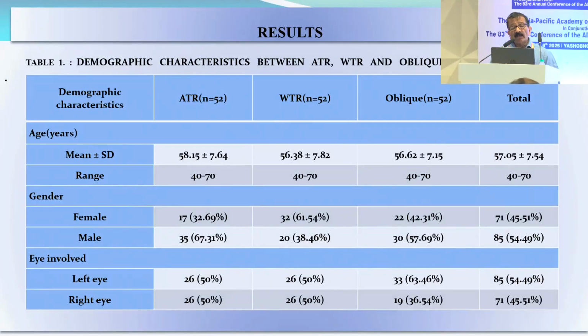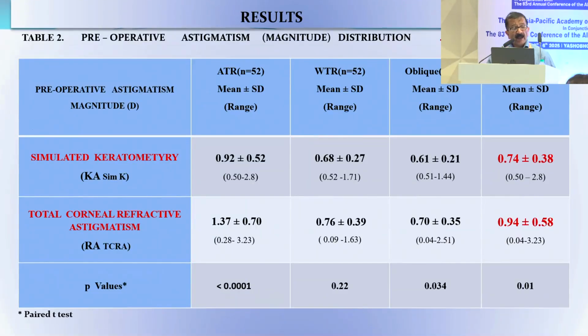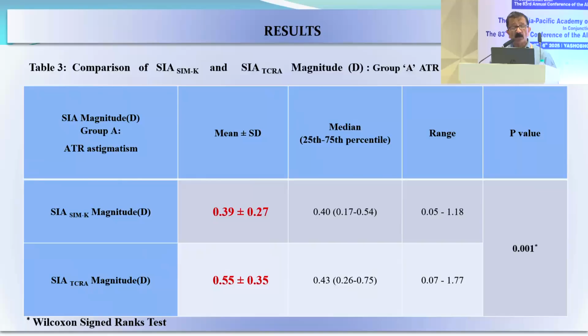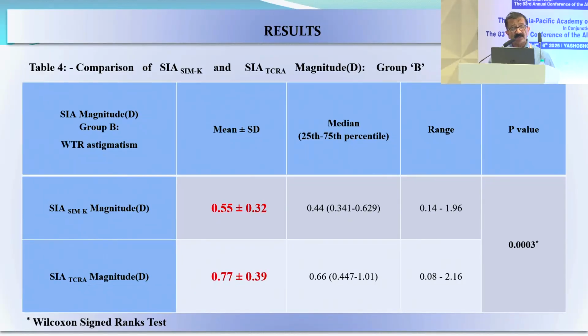Now, the demographic characters were comparable, and it was found that the pre-operative total corneal refractive astigmatism was significantly more than the simulated keratometry based astigmatism, 0.94 versus 0.74. And the SIA calculation showed that the refractive astigmatism based SIA was significantly more than the SimK based SIA, 0.55 versus 0.39, and this was in all the subgroups. This was the ATR group. In the WTR group, it was 0.77 versus 0.55, and 0.63 versus 0.54 in cases of oblique astigmatism.